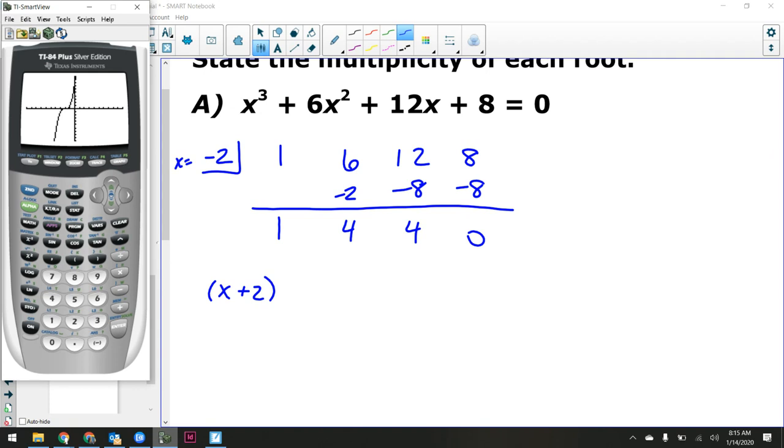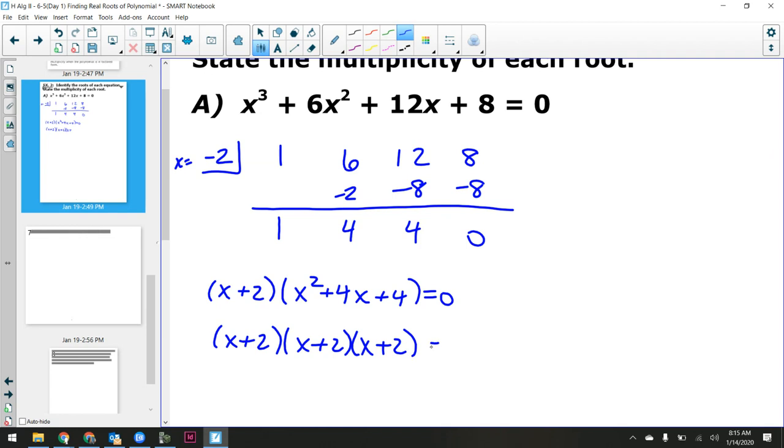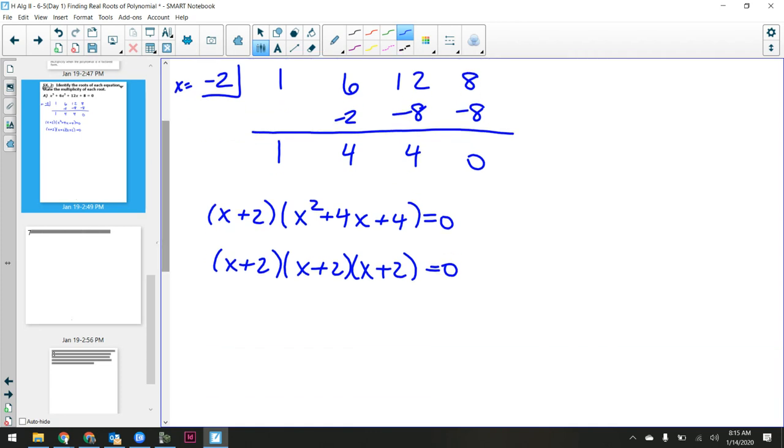Okay, so -2 is my root, so x plus 2 is my factor. And now what's left over? An x squared plus 4x plus 4. And now we factor that down. And hey, look at that. What's my root? I only have one root. What is it? It's -2 with a multiplicity of what? -2 with a multiplicity of 3.